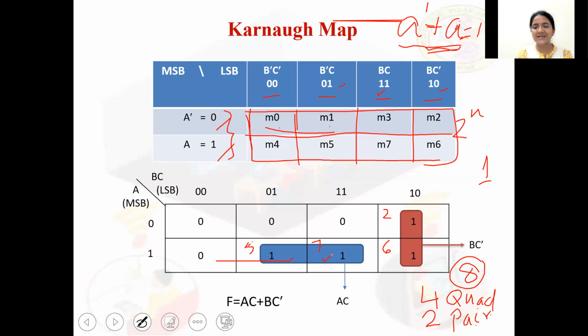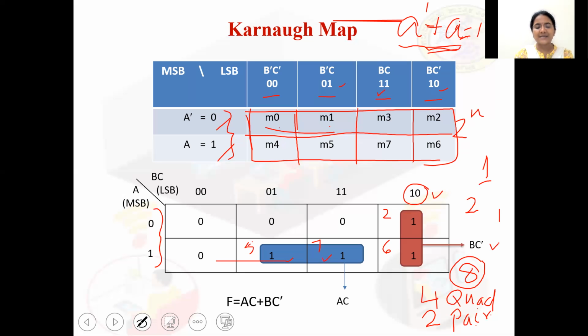And what is the reduced term that we are getting from these two? From these two rows, we are eliminating the variable A, because A is changing from 0 to 1. And from this column, we are getting BC bar. When we group two adjacent cells, we are able to eliminate only one variable. We have eliminated variable A, and we will get two variables, that is BC bar.